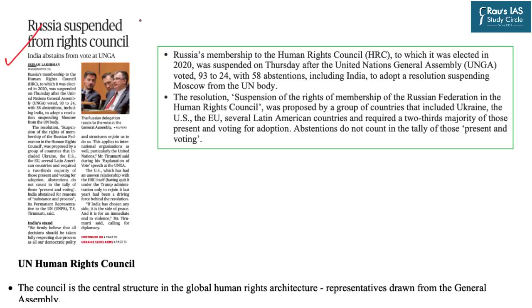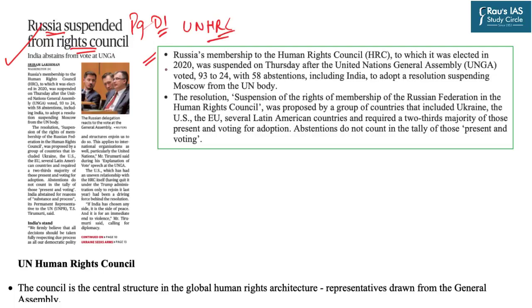Now, this topic has appeared in The Hindu Delhi edition at page number 1, that is the front page, and this topic is in the context of the suspension of Russia's membership from the Human Rights Council, that is the United Nations Human Rights Council. In short form, it is known as UNHRC.